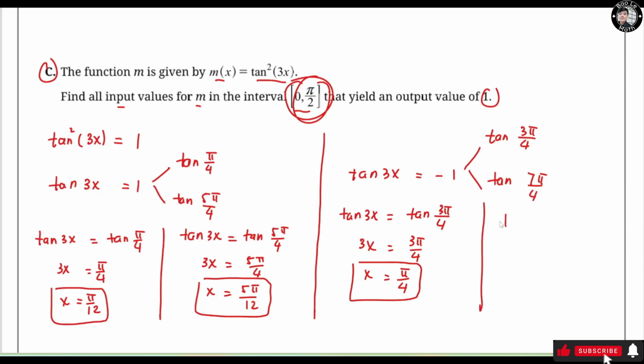And the last one, tangent of 3s equals tangent of 7 pi over 4, and then 3s equals 7 pi over 4, and then s equals 7 pi over 4 divided by 3. It's going to be 7 pi over 12, which is outside the domain, greater than pi over 2. So this is not a solution. So we have 1, 2, and 3 solutions.